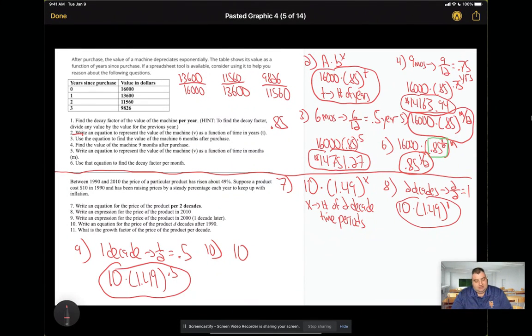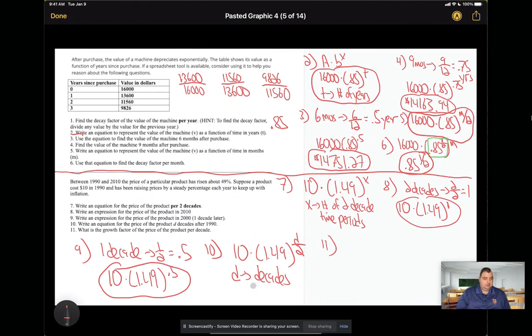So that's going to look like 10 times 1.49 to the power of d over 2, where now d is the number of decades. d is not 2 decades anymore. So that's number 10.